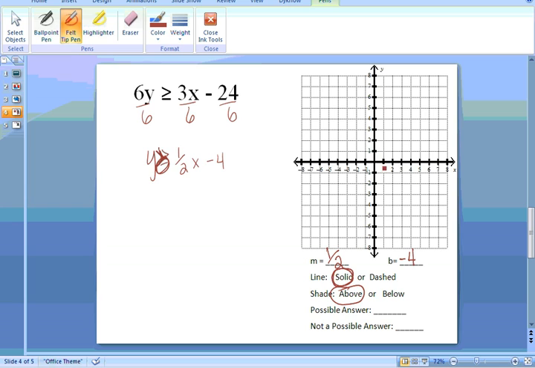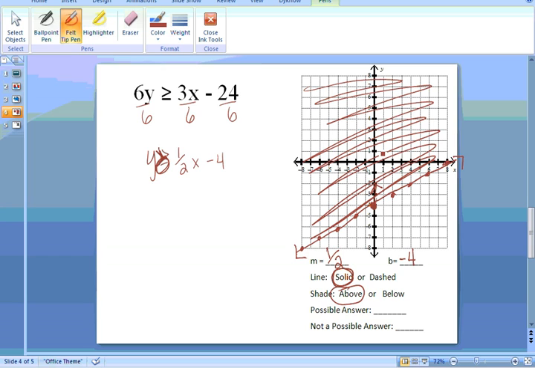So here we go with our graphing. So my b, my begin, my y-intercept is -4. My slope is 1/2. So rise 1, run 2. Rise 1, run 2. And I'm going to connect these points with a solid line. And I'm shading above. So I go to my y-axis and I go above. So all of this up here gets shaded.